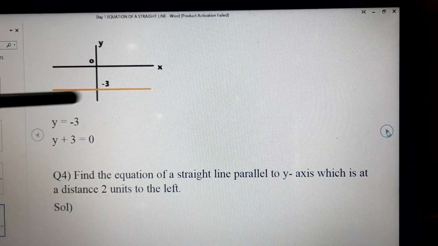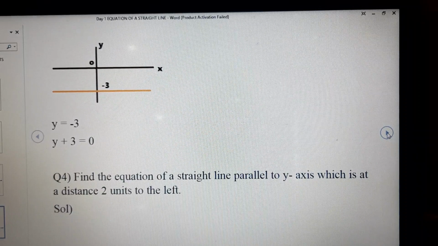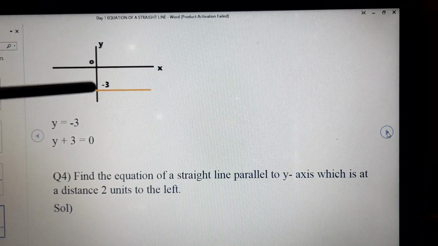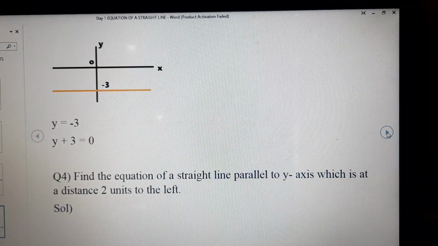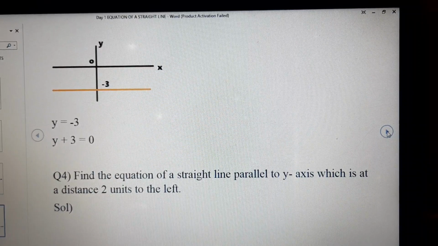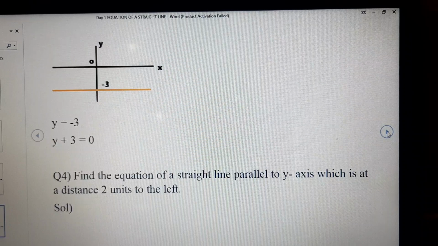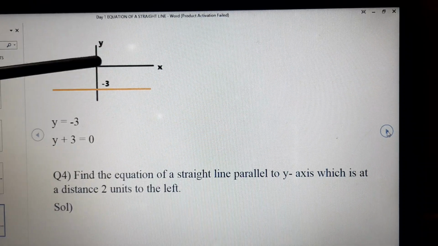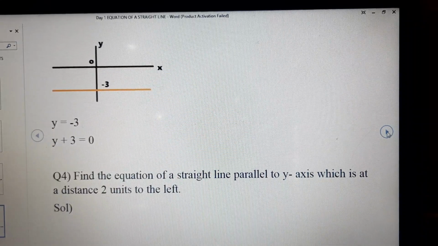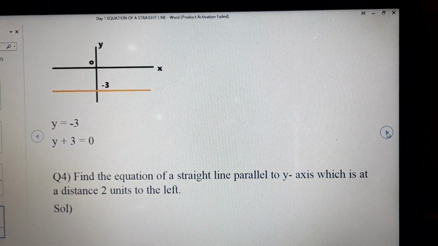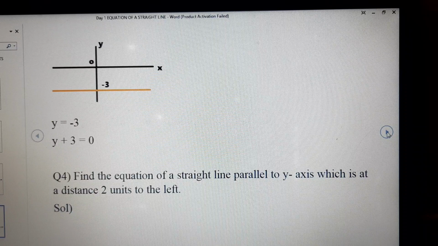Below the origin, it means it will become minus 3. The distance becomes minus 3 because it is below the origin. Standard form of the equation says y is equal to b, and b, the y-intercept, is minus 3. So y is equal to minus 3. So the equation becomes y plus 3 is equal to 0. Clear?